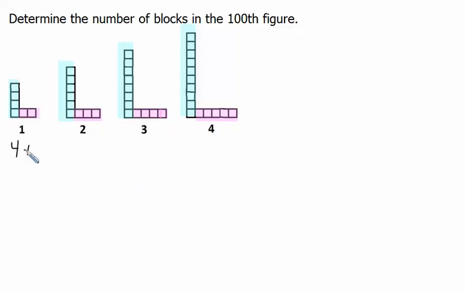The first picture has 4 blocks plus 2 blocks, where the 2 are the magenta and the 4 are the blue.